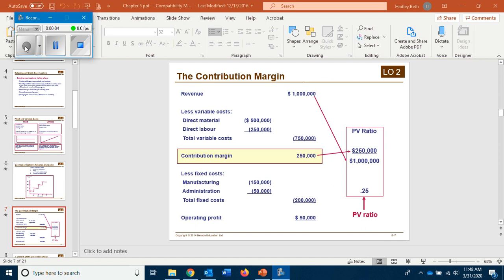Hi everyone. Okay, let's talk about the contribution margin. So as I said before, it's just looking at your income statement a little bit differently and grouping all of your variable costs and then your fixed costs together. In this case, the two variable costs that they have, the direct material and the direct labor, are the exact same thing as if we wrote it as cost of goods sold.